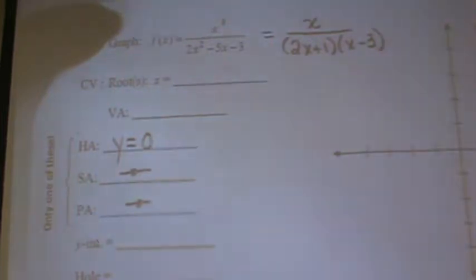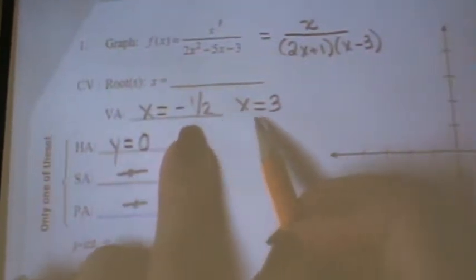Next, you are going to want to factor your numerator and denominator completely. Well, the numerator is already factored. The bottom factors to be 2x plus 1 and x minus 3. Your vertical asymptotes are where the denominator is set equal to 0. So x is equal to negative 1/2 and x is equal to 3. These are where you're going to have broken vertical lines where the graph cannot cross.